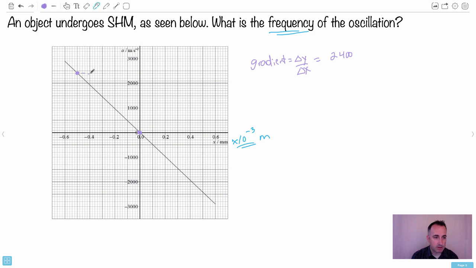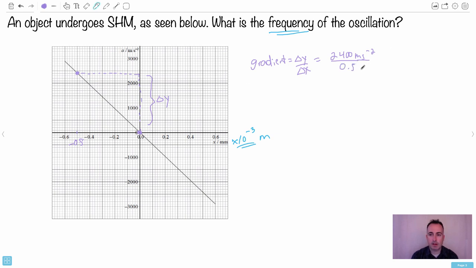Do you see that? So I can draw a dotted line like this here, and a dotted line like this here. Now I have to figure out my delta y. Well, it goes down by 2400 units here, technically meters per second squared. And then in x, it goes to the right by, this here is at minus 0.5, so it goes to the right by 0.5.